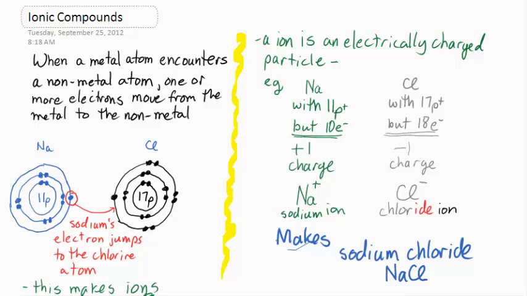And these together make sodium chloride, which is called table salt. The name is sodium chloride, and the formula, the chemical symbols, is NaCl, made of Na+ and Cl-.